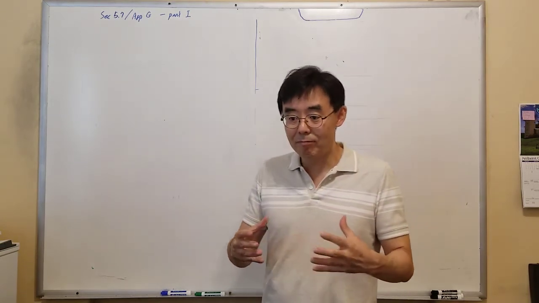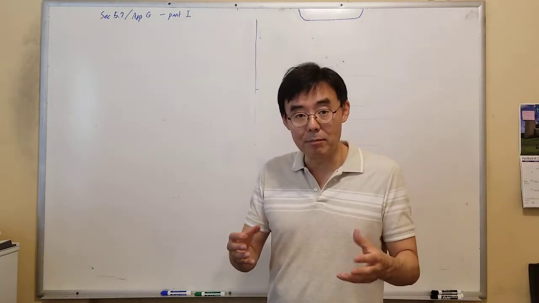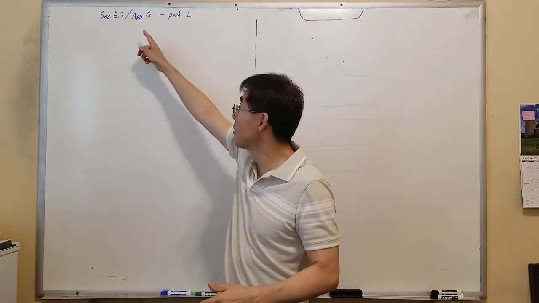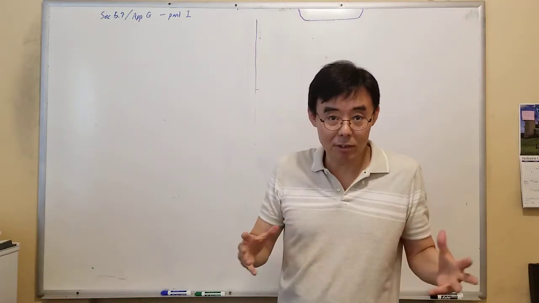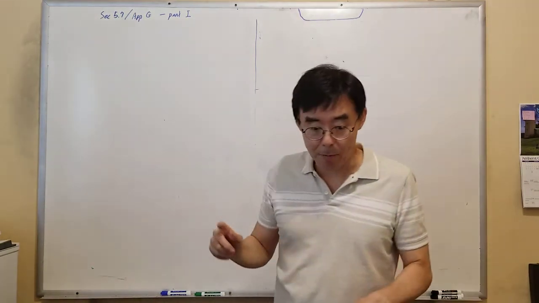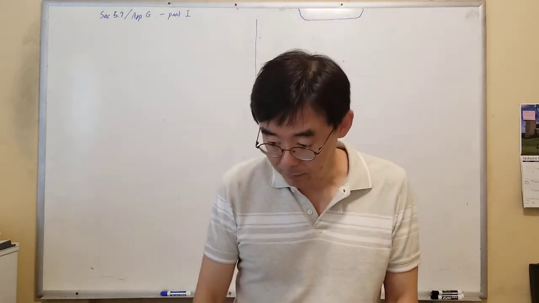I just combined a little bit, okay, from Appendix G. So it's going to be 5.7 and Appendix G. It'll be made of two parts because it is too long. So this is first part of those combined section.